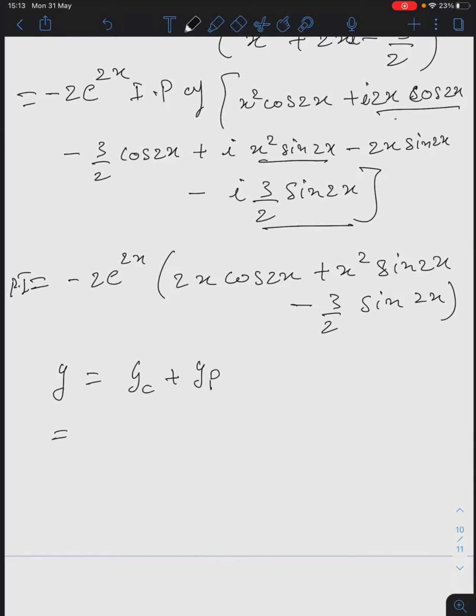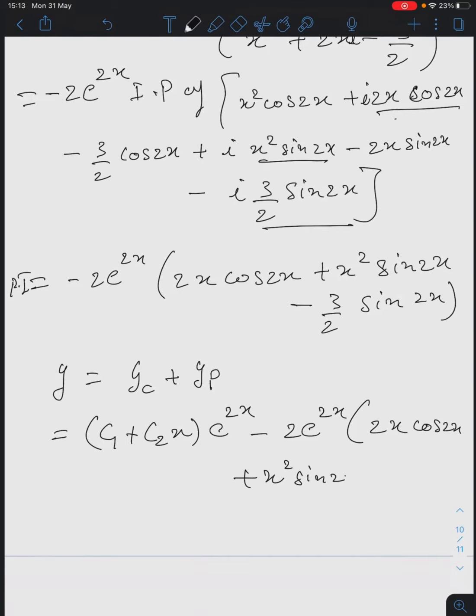So what is your yc? Roots are real and repeated, na? So that will be c1 plus c2x e to the power 2x. That is your complementary function. Plus particular integral, that means minus 2 e to the power 2x. This is 2x cos 2x plus x square sine 2x minus 3 by 2 sine 2x. This is the required answer.